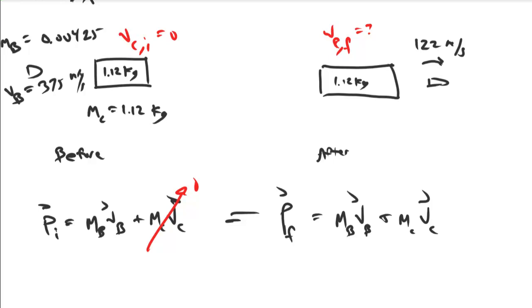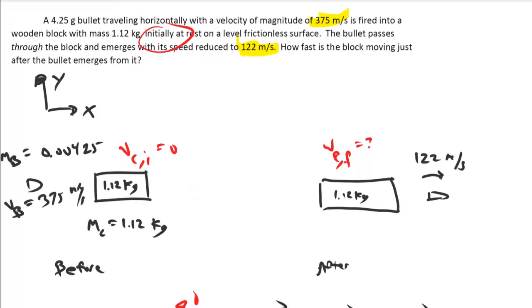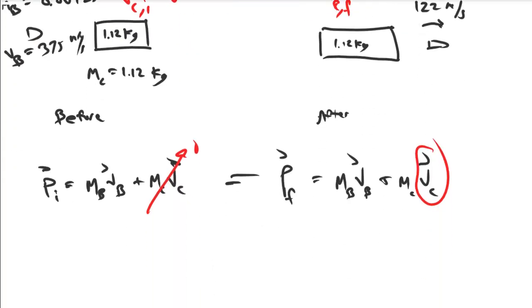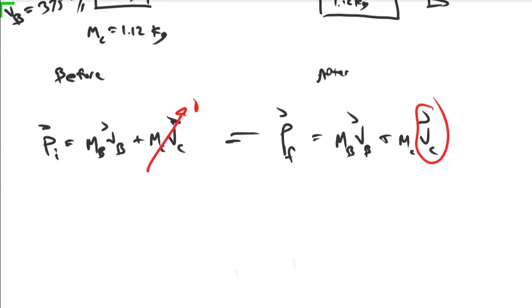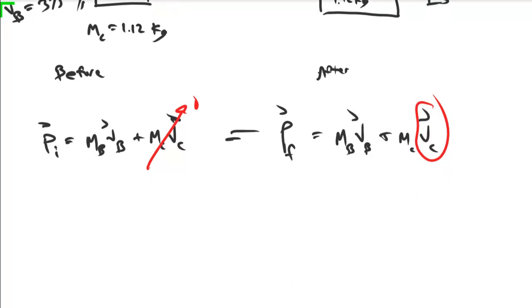Maybe I'll write this out algebraically. The question is, how fast is the block moving just after the bullet emerges from it? So we're looking for the velocity of the block here. Sorry, B is for bullet, C is for crate. That's why I chose different subscripts. We're looking for this one. With the initial momentum equal to the final momentum, I can algebraically solve for the velocity of the crate in the final condition. This should have been final, and this should have been initial.